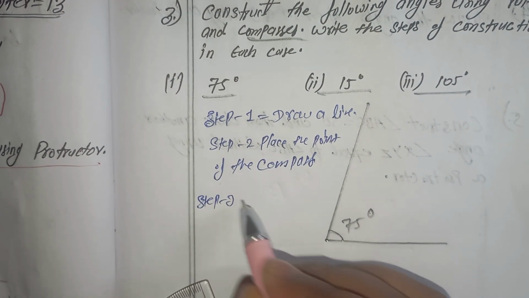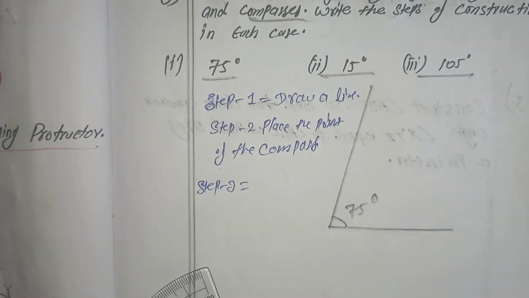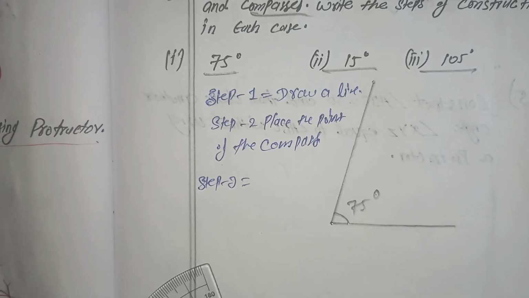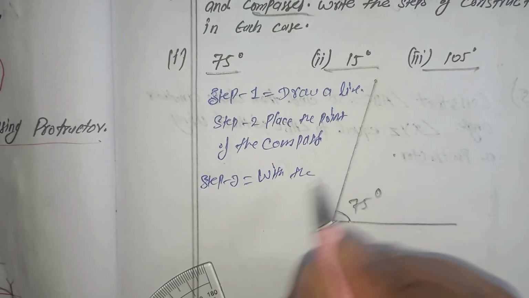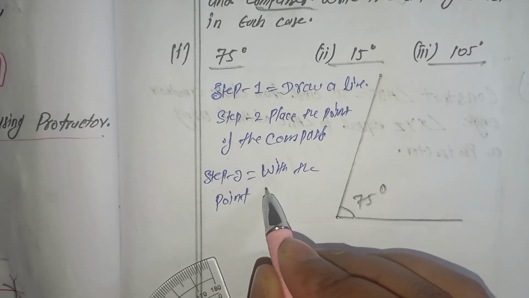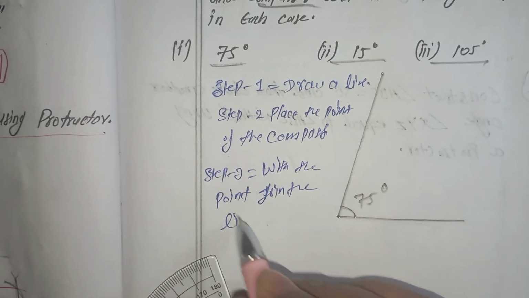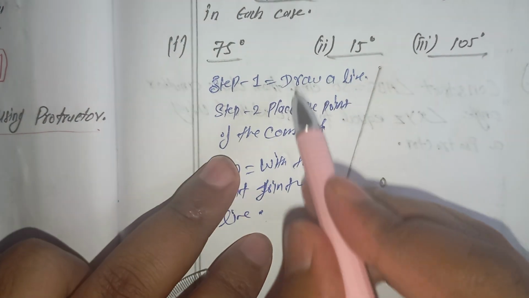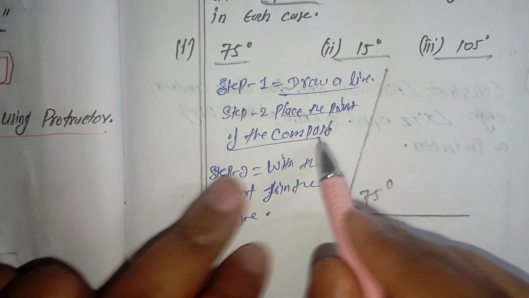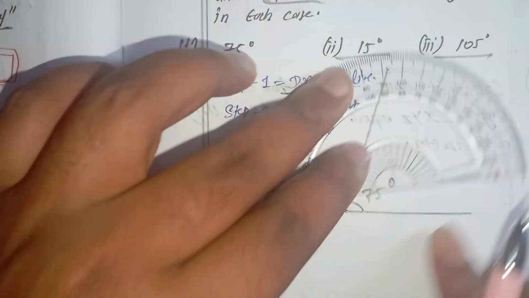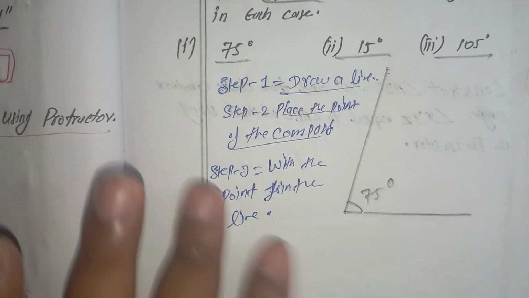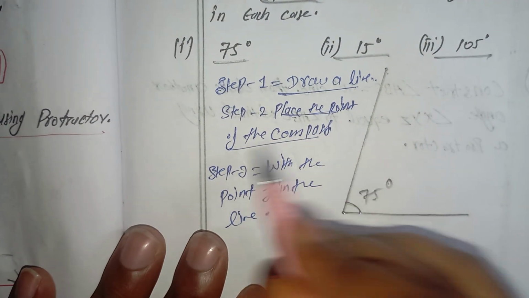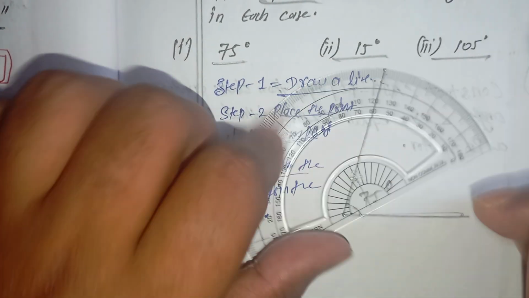In step 3, with the pointer, join the line. So you can draw like that. First draw a line, then place the point of the compass where the 75 degree is. First I drew the line, here I draw, then place the compass point, then join it. Simple. Step 3: draw a line, place the point, join the line.